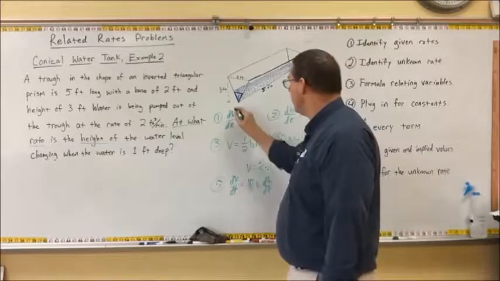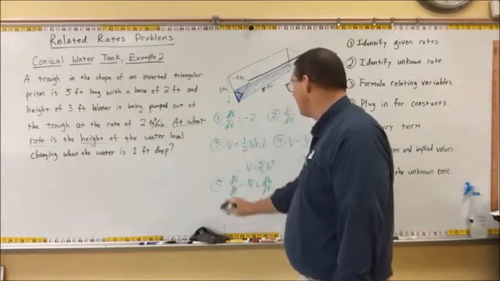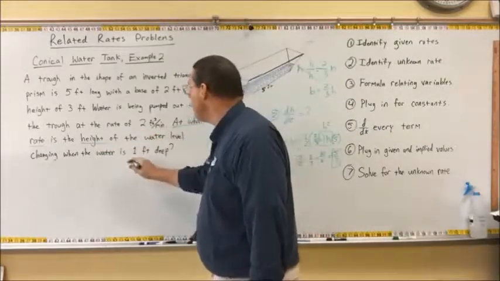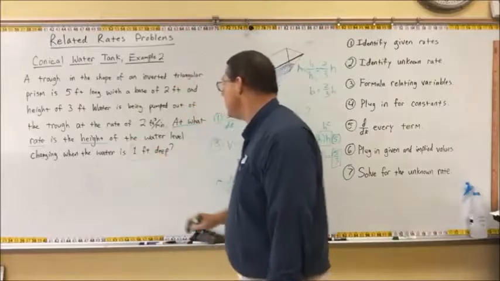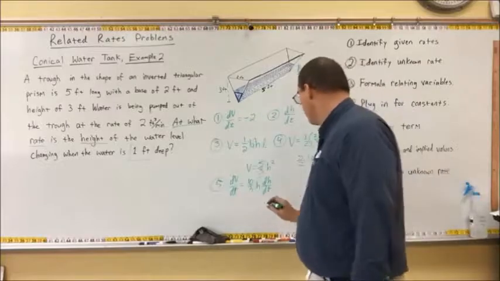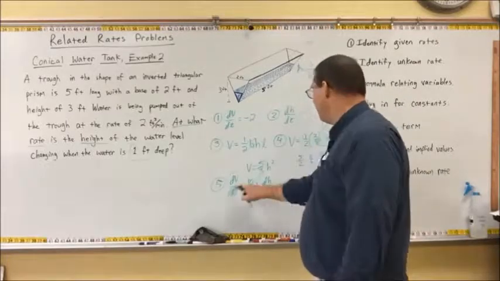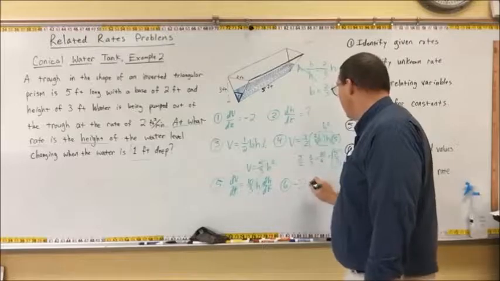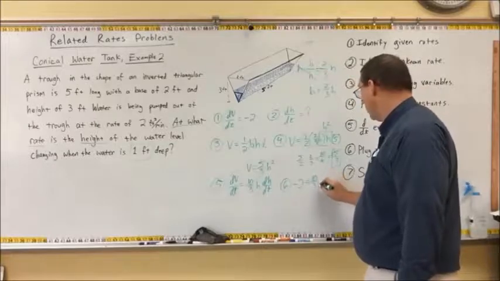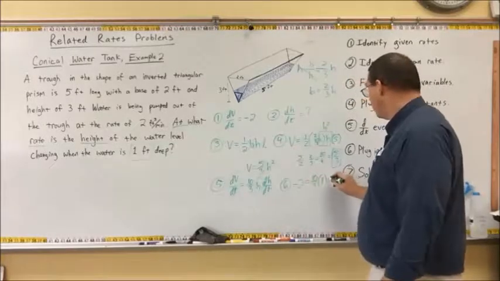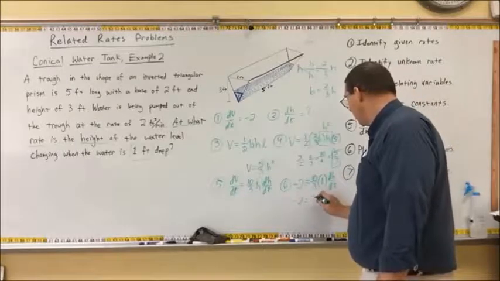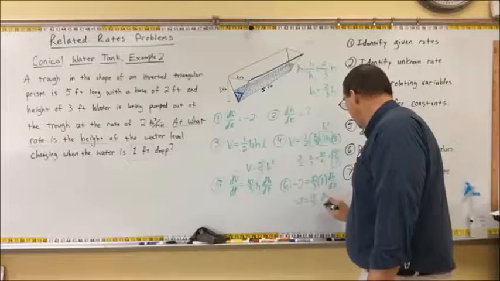Step 6, plug in given and implied values. Well, everything here is given. dV/dt is -2. I'm going to put that here. And then the question says, what's the rate of change in the height when the water is 1 foot deep? That means the height of the water is 1. So in for h, I'm going to put a 1. So for step 6, for dV/dt, I'm going to put in -2 equals 10/3 times 1 times dh/dt. Clean it up a little, and I get -2 is equal to 10/3 dh/dt.